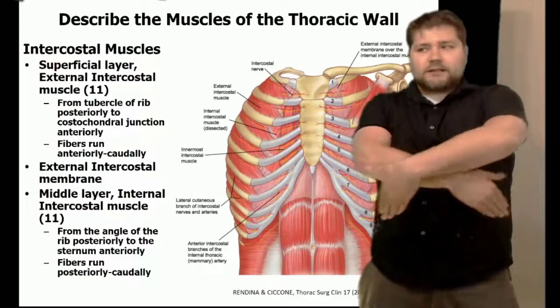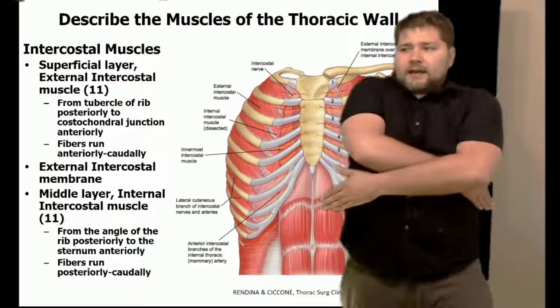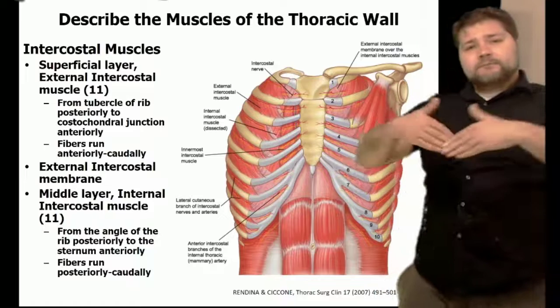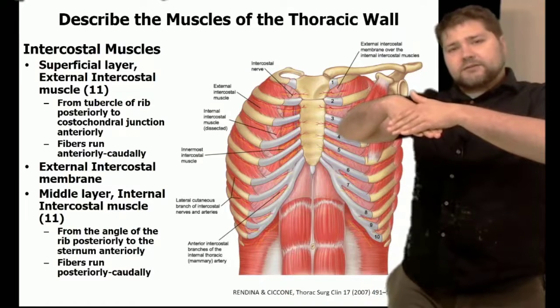Fibers are basically going to run in the direct opposite. So now if I'm kind of wrapping myself around like this, giving myself a hug, I can see that the fibers are going to move towards the posterior aspect. So they do a 90-degree split on the external intercostals versus internal intercostals.